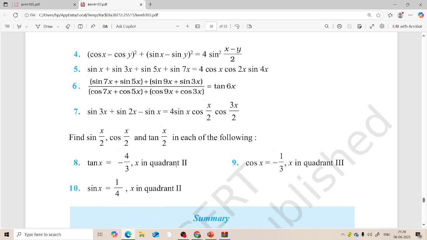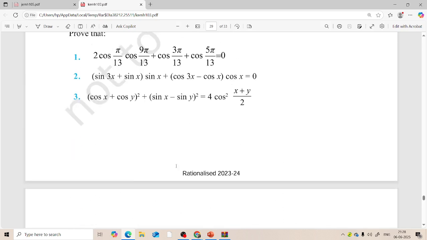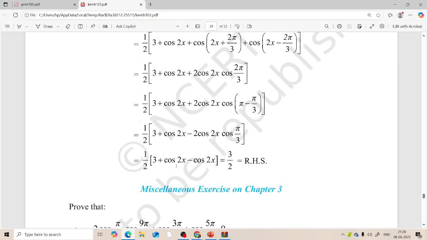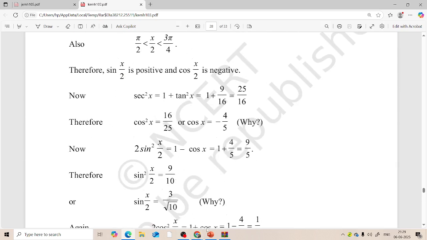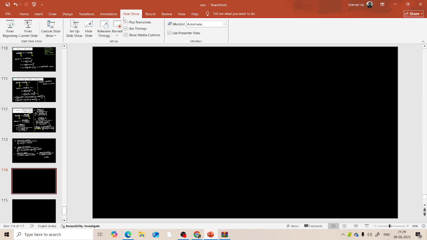Miscellaneous 8, 9, 10 I will discuss in the next class. I think by next class this chapter will be over. So let me discuss one question which is not there in the textbook. In the next class we will learn 4 sets of formula. After that the chapter will be over.